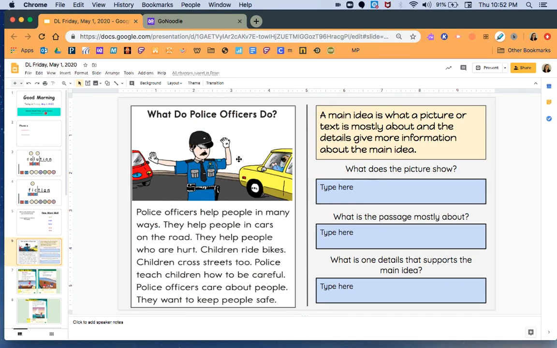So what does the picture show? I see a police officer here and I see cars. And what do you think the police officer is doing with his hands right now?